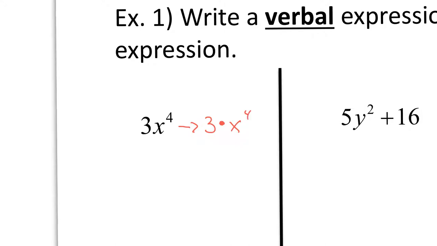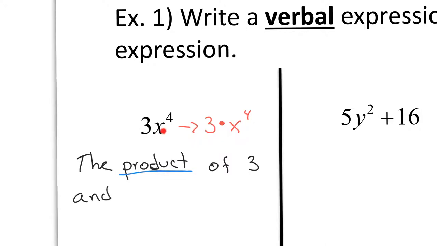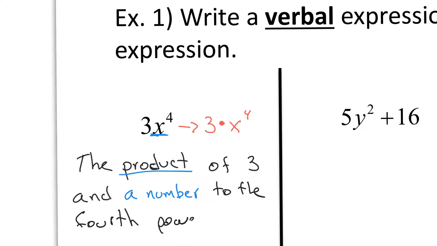One way you can write the sentence is the product, and I'm going to underline the word product because product means multiplication. So you can say the product of 3 and, now we do have a variable x, so I'm going to use the words a number. That's what x means. X means a number to the 4th power. So this is one way that you can write the sentence for this algebraic expression.